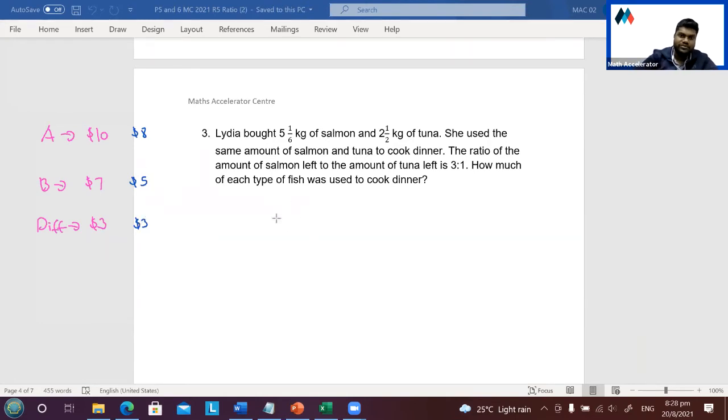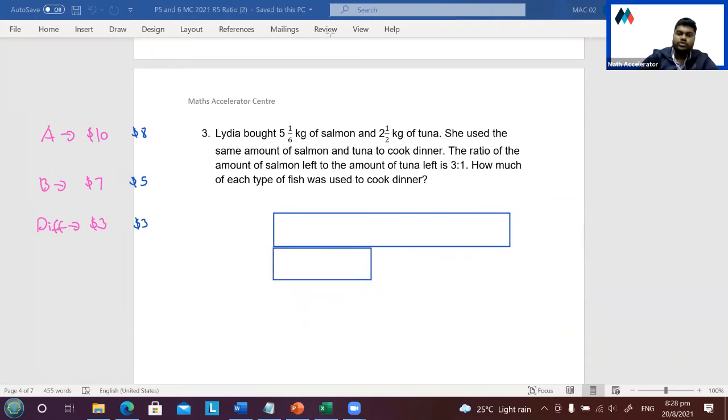So now let's draw the model for salmon. Salmon is 5 whole 1/6 and tuna is 2 whole and a half. Okay, so write down salmon and tuna. What happens is Lydia used the same amount of salmon and tuna, right? So how do I explain this using a model? All right, it's very simple. Same amount of salmon and same amount of tuna. This is the one right here. Okay, so just shade it and just shade it.